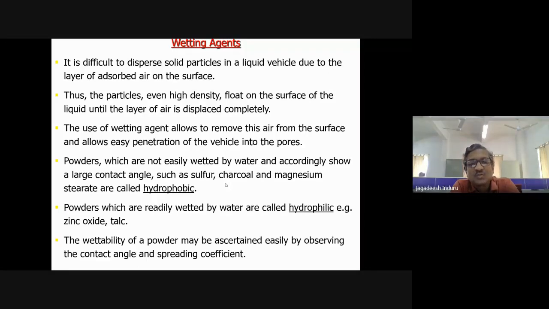So what are these two, and how do we make them reduced? How do we increase the spreading coefficient and reduce the contact angle? This is the question we particularly need to handle for the wetting agent problem and selection.